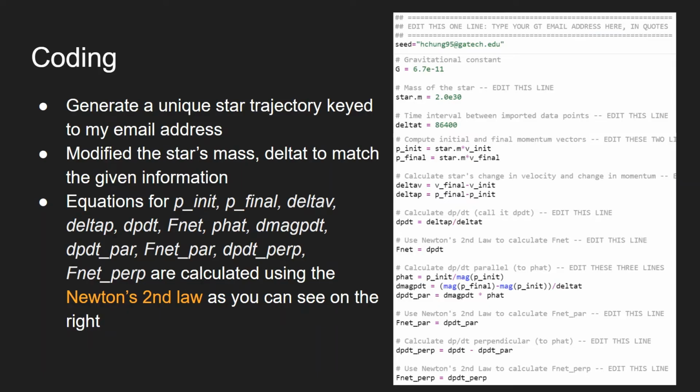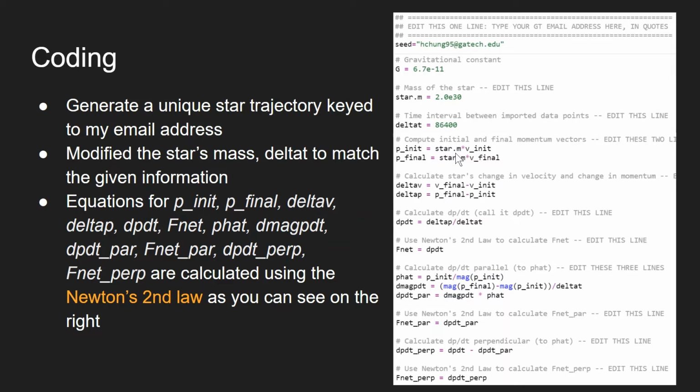I generated a unique star trajectory key to my email address by replacing the dummy address with my Georgia Tech email address. Then I modified the star's mass and delta t, which is right over here, to match the given information. The equations for the rest of the part were edited using Newton's second law.